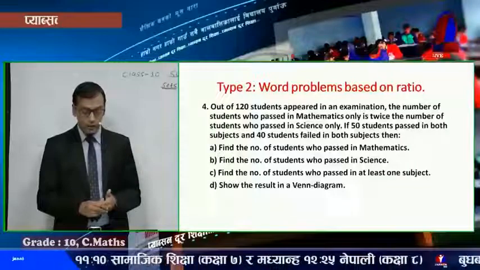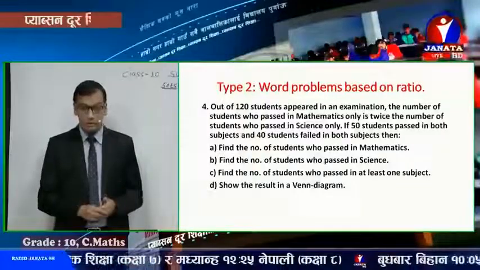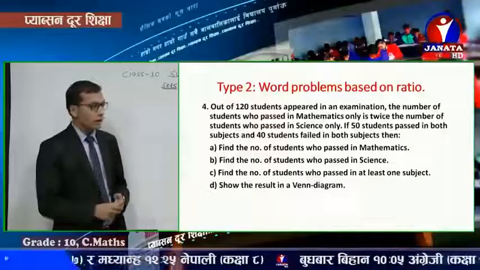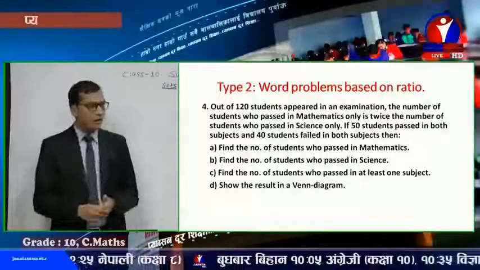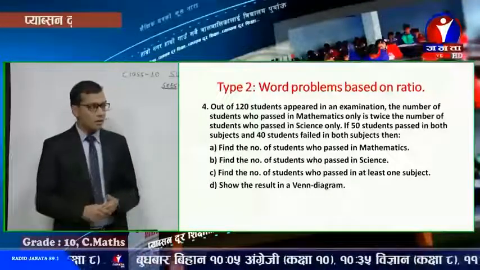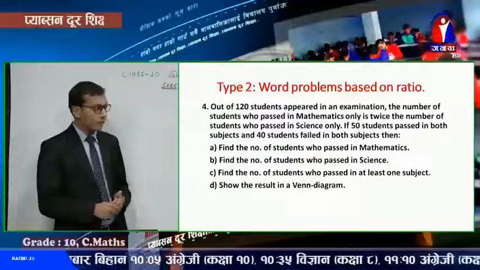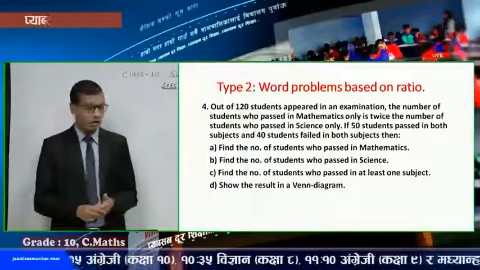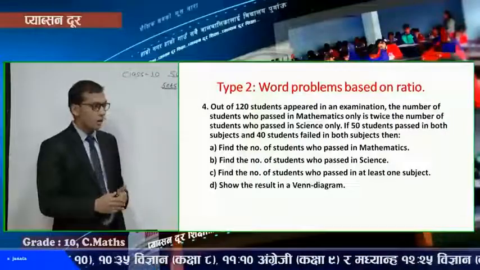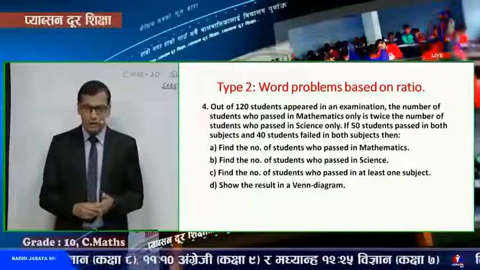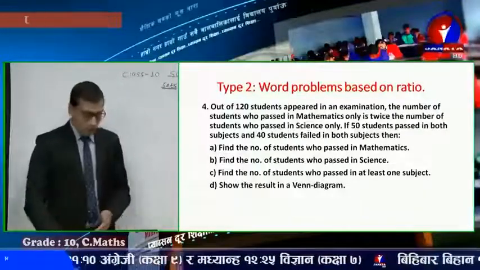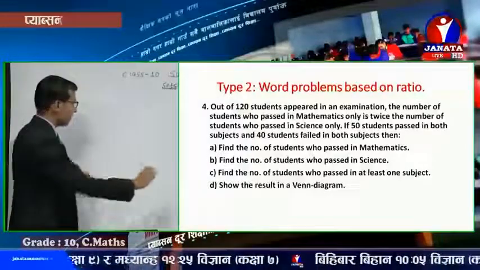First, find the number of students who passed in mathematics. Second, find the number of students who passed in science. Next is, find the number of students who passed in at least one subject. And then the last is, show the result in a Venn diagram. So let me begin the solution of this question.